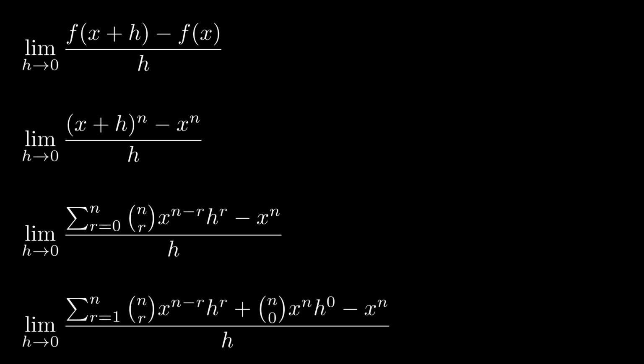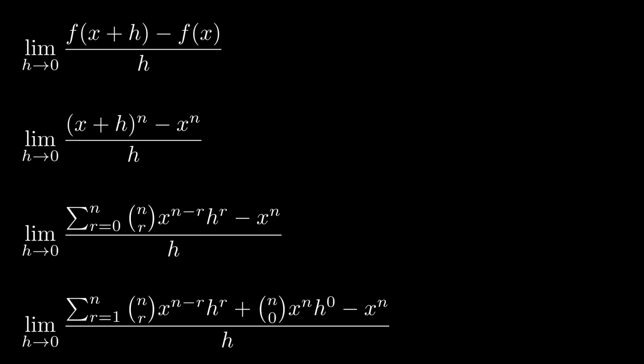Now what we can do is look at this summation, and extract the first term where r equals 0. We take the sum from r equals 1 to n, and then we add the term where r equals 0. So we add n choose 0 times x to the n times h to the 0. So it's n minus 0, which is 0.